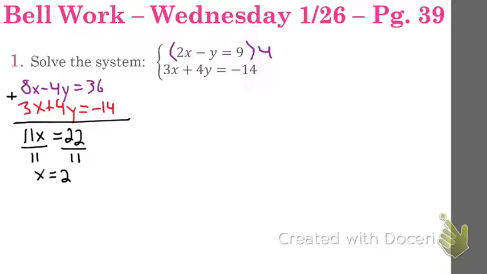And then we can choose one of our top equations to substitute our x in. Which one do you guys want to choose? Which one looks easier? The top one, yeah. The coefficients are smaller. It's less negatives to deal with. So I'm going to substitute our x in. X is 2, so 2 times 2 minus y equals 9. So that becomes 4 minus y equals 9.